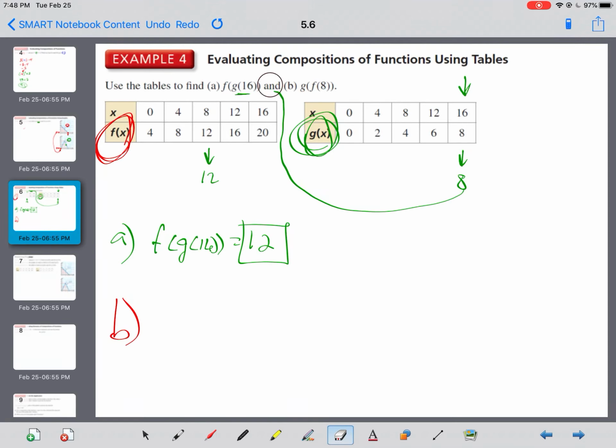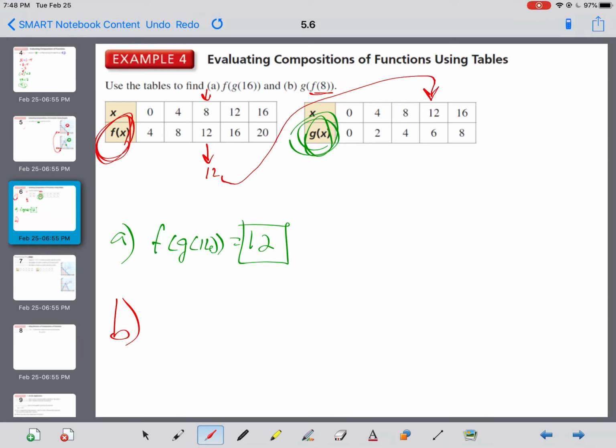B, erase my path here. Start fresh and clean. B, we're going to start with f is 8. So we go here. Our output is 12. So we're going to take that and plug it into the next equation for x. The output is 6. So g of f of 8 equals 6. That's what we're looking for.